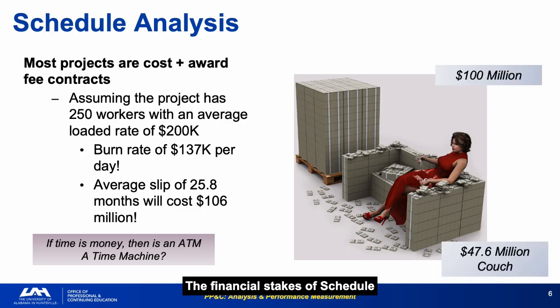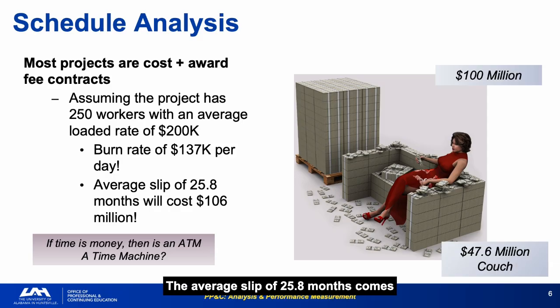The financial stakes of schedule: 250 workers at a $200,000 loaded rate means $137,000 burned every day. An average slip of 25.8 months, based on historical data, costs $106 million. These numbers make schedule assessment concrete. Every day of schedule slip on a program of this size costs $137,000. Every month costs approximately $4 million.